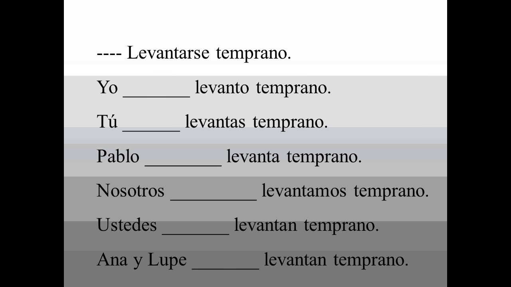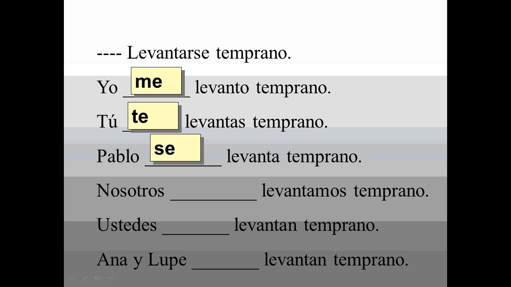Okay, let's do some practice. This isn't on your sheets, but just think about it. What would you put for you? You would put me. How about levantas? That would be te. Pablo se levanta would be se. Then we have the nosotros form with levantamos. We would have to have the nos there.